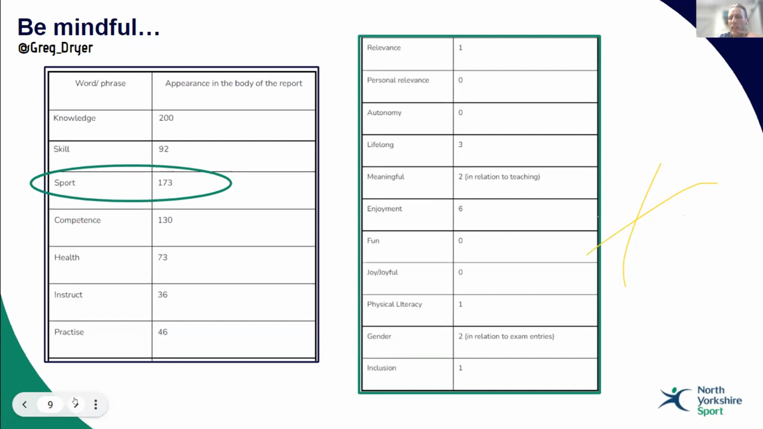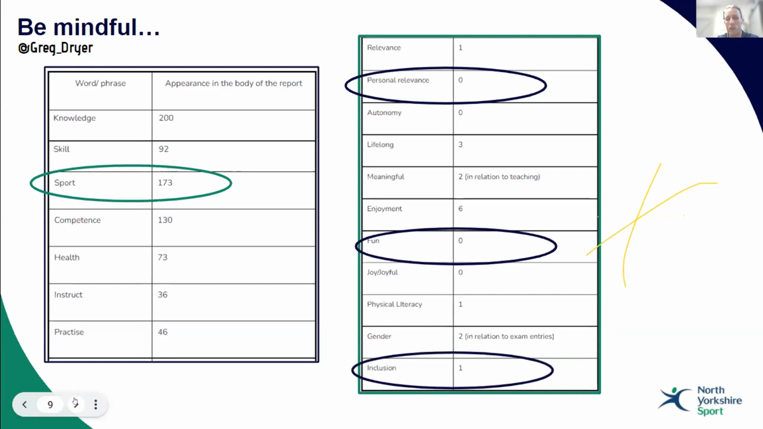If you look at some of the words here that had limited or no mention: personal relevance, that meaning for the pupils who are in our school, for our context towards their learning. Fun. I don't know about you guys, but we want our learning to be fun. We want our teaching of physical education to be fun, coming back for more. It wasn't mentioned once. And finally, at the bottom, which was mentioned once, inclusion. But we want our environments to be inclusive to all of our pupils.